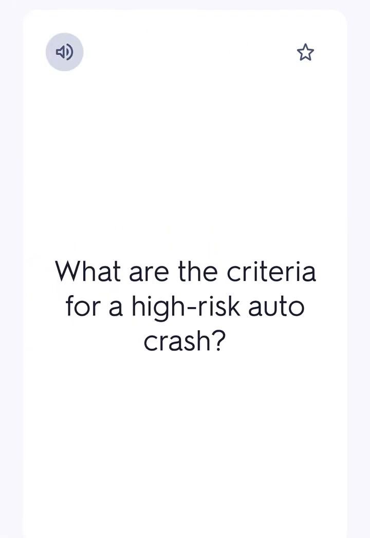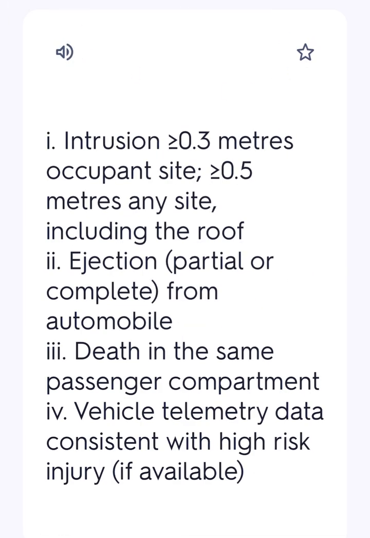What are the criteria for a high-risk auto crash? I. Intrusion greater than or equal to 0.3 meters occupant site. Greater than or equal to 0.5 meters any site, including the roof. E. Ejection from automobile, i.e. death in the same passenger compartment. If vehicle telemetry data consistent with high-risk injury.